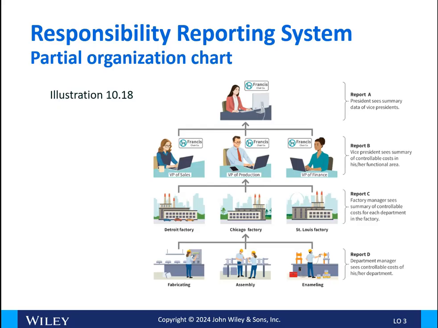Then the three factory reports can be exception based, so there'll be more costs that are controllable at the factory level, for the factory manager, than a department manager in their individual department. That will go into the vice president of production, who's going to look across all of the factories, but can also drill into each individual factory and the departments.